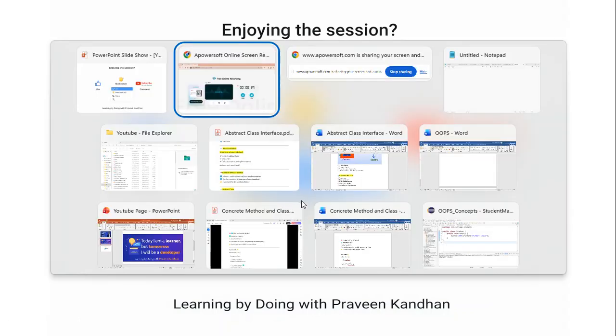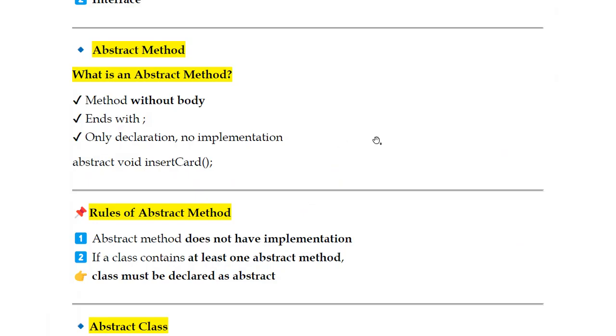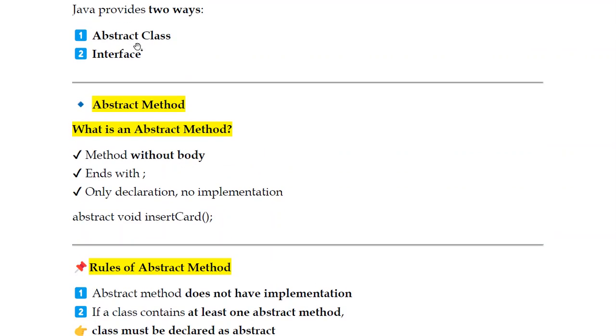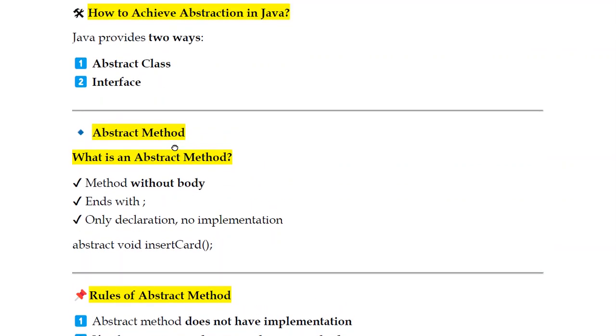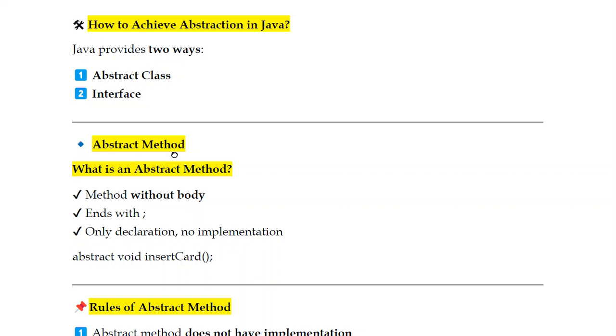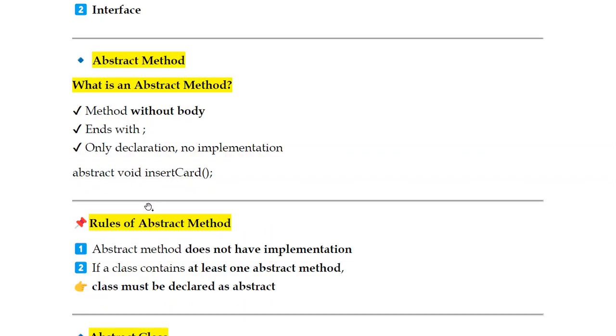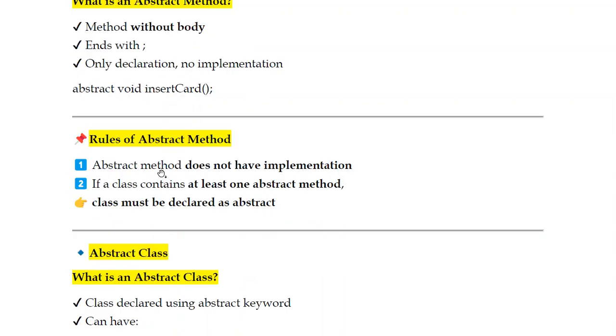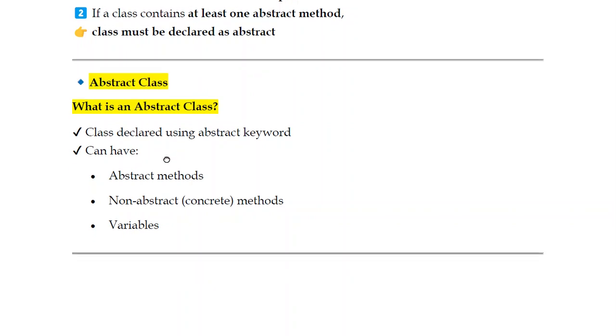Let's get started. In our previous session, we discussed what an abstract method is. These are the essentials to implement abstraction. So what are the ways you can achieve abstraction? Through abstract class and interface. Now we'll discuss what an abstract class is, because we already discussed abstract methods, so now it's easy to understand.